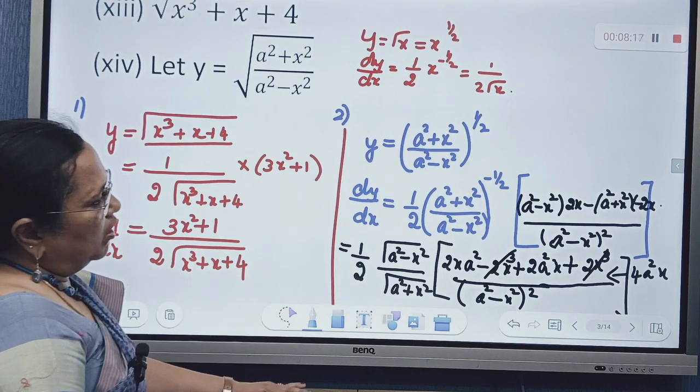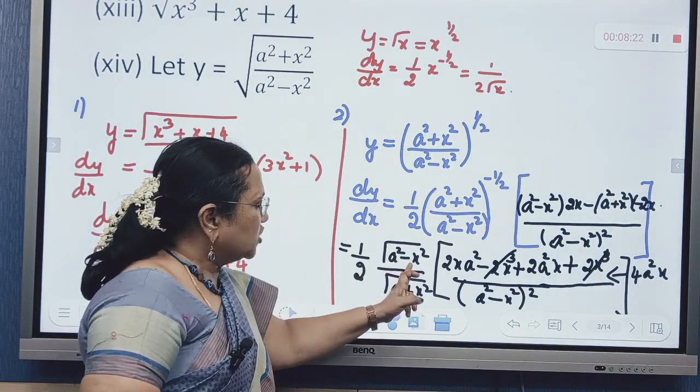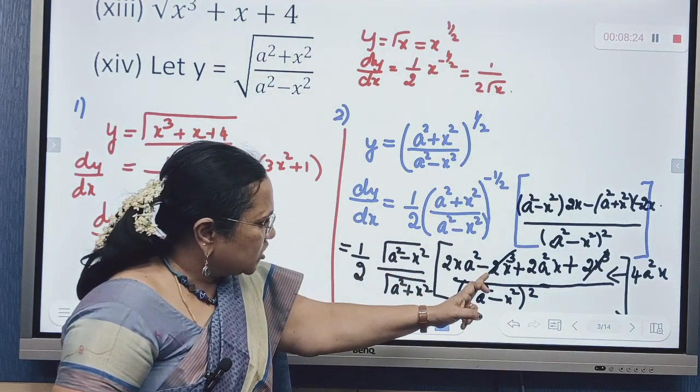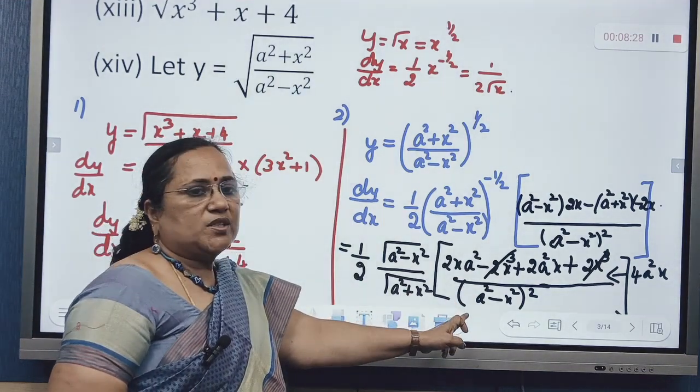Are you able to follow how to differentiate? I'm sure. So the derivative is 1 by 2 into root of a square minus x square into 4a square x divided by root of a square plus x square into a square minus x square the whole square.